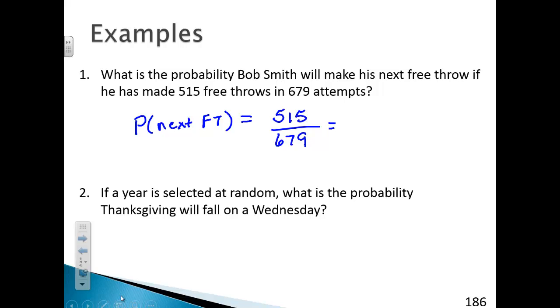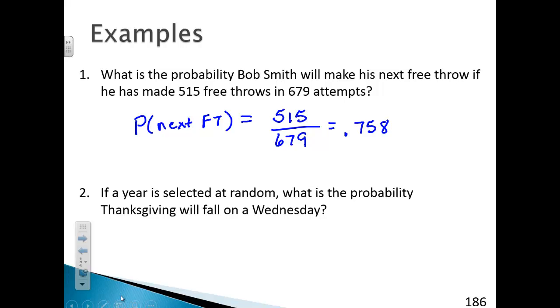So let's change that to a decimal of 0.758. That's 515 divided by 679. 0.758, that makes more sense. That's almost 3/4, right? Because 3/4 is 0.75, so that's really close to 3/4. So that allows us to see or understand what 515 out of 679 is. So he has around a 3/4 chance of making his next free throw.